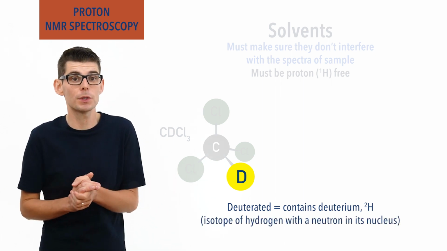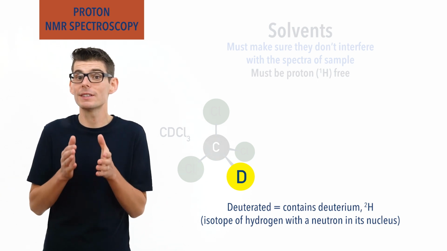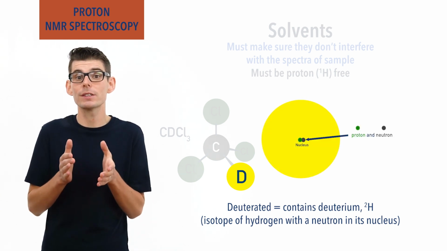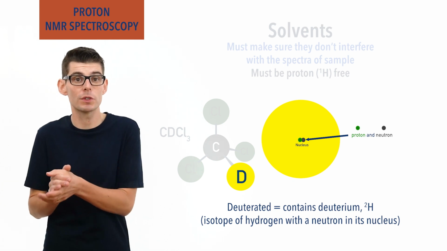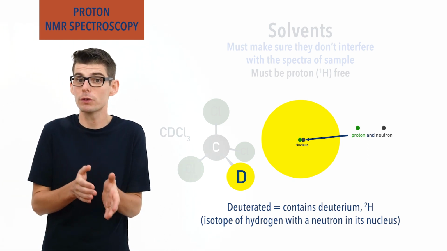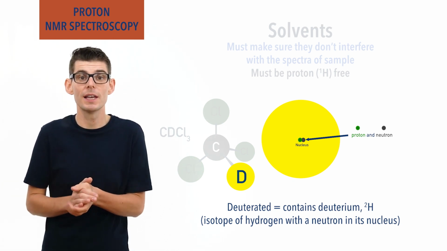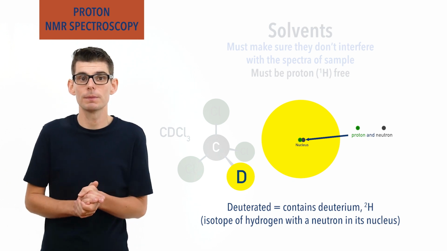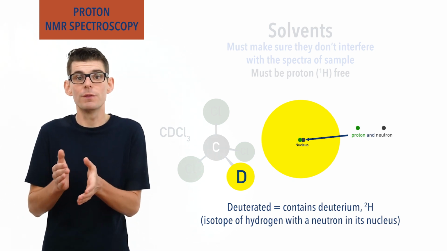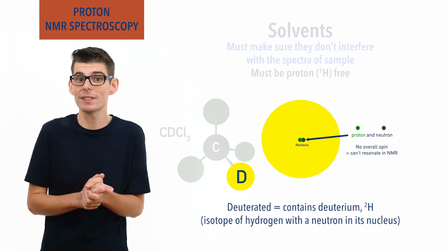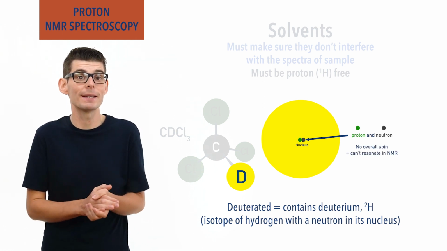as well as a proton. The nucleus contains two particles and as a result won't have an overall spin, as the spin of the proton and neutron will always be opposite, meaning they cancel each other out. As a result, these nuclei can't be made to resonate and won't show on an NMR spectra.